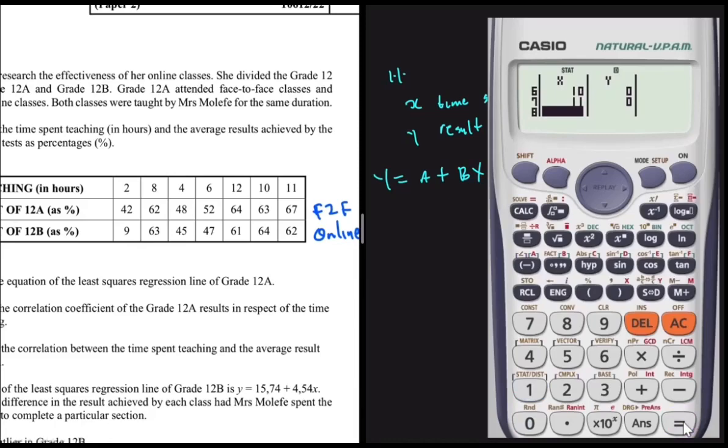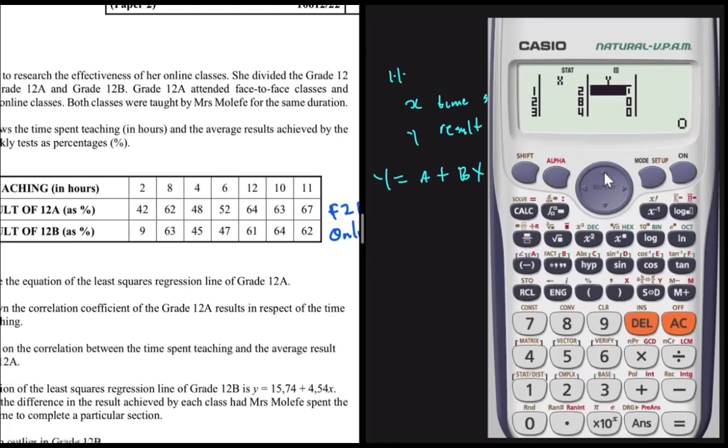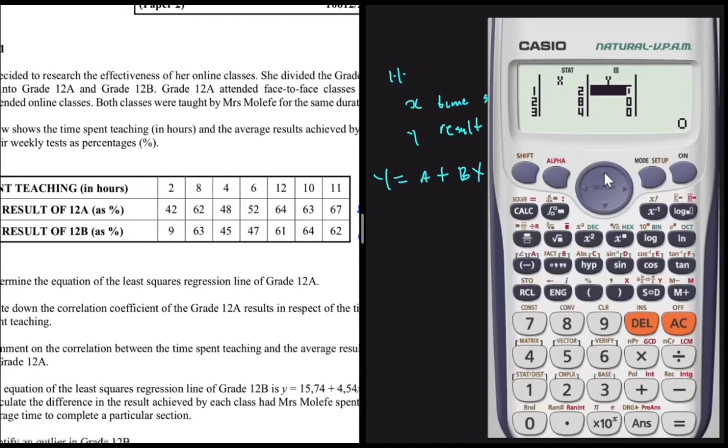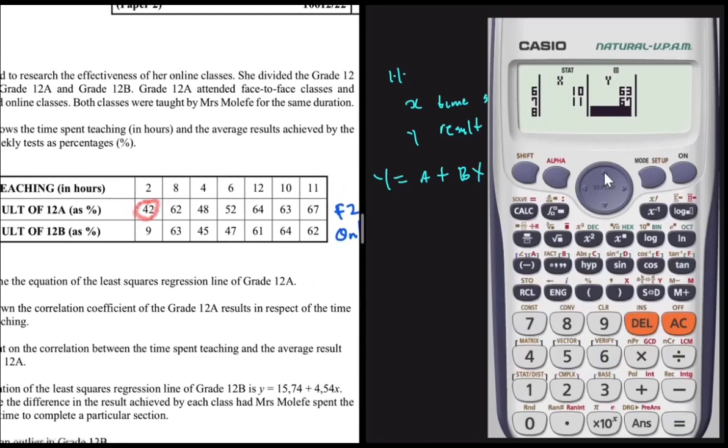Now I have to go to the y values. I'm going to move to that column and then move up to the first one. The first y value for 12A, the result, is 42. After 42 we have 62, then 48, 52, 64, 63, and 67, and that's it. We only have 7 data points.